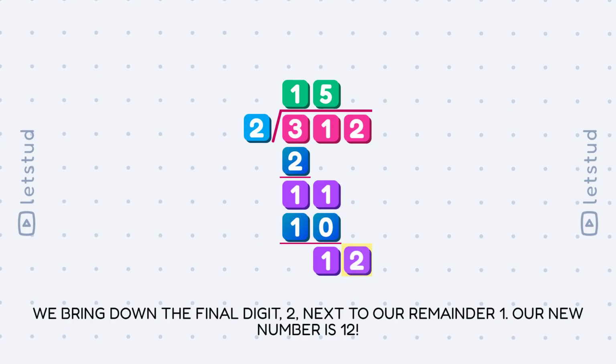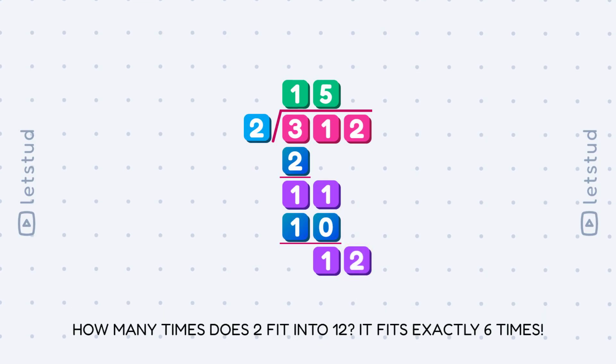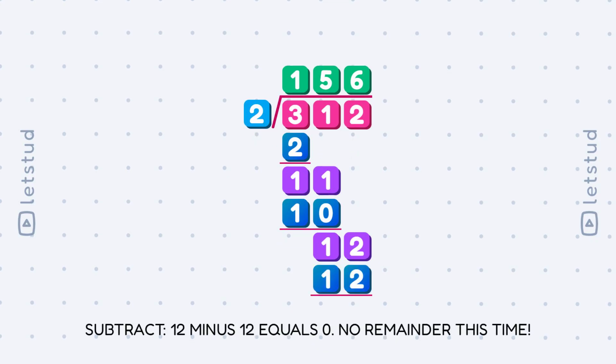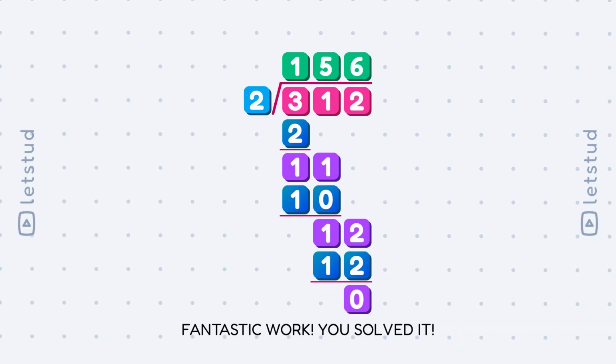We bring down the final digit 2 next to our remainder 1. Our new number is 12. How many times does 2 fit into 12? It fits exactly 6 times. Check it. 6 times 2 is 12. Subtract. 12 minus 12 equals 0. No remainder this time. Fantastic work, you solved it.